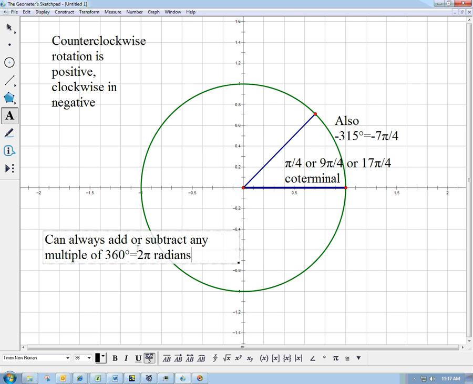So you can always add or subtract any multiple of 360 or 2 pi radians to produce a coterminal angle, and you'll have some problems about that. That's good.